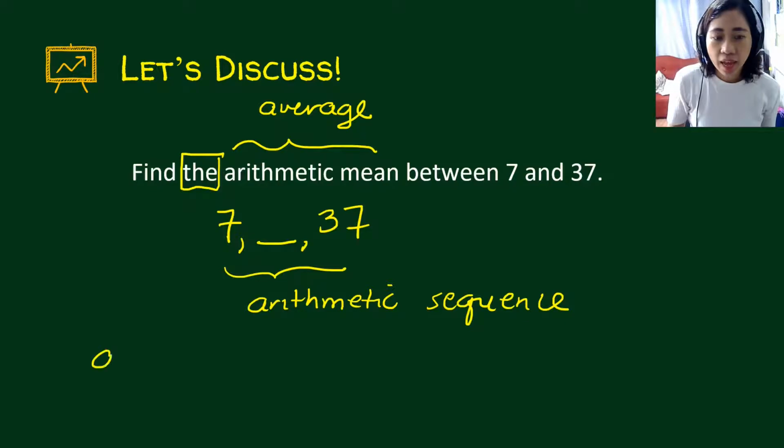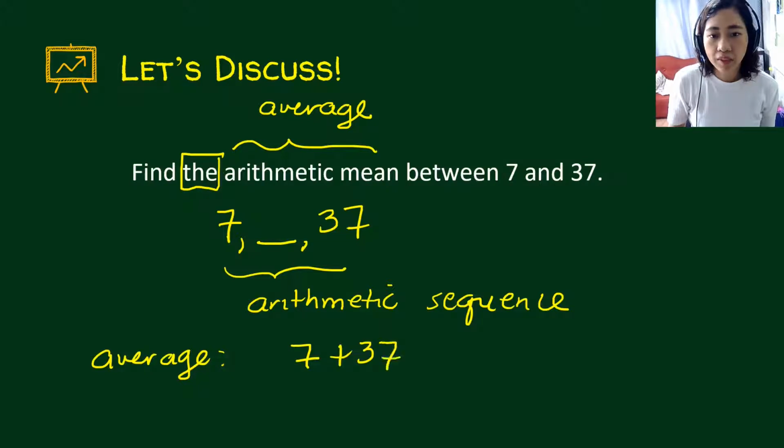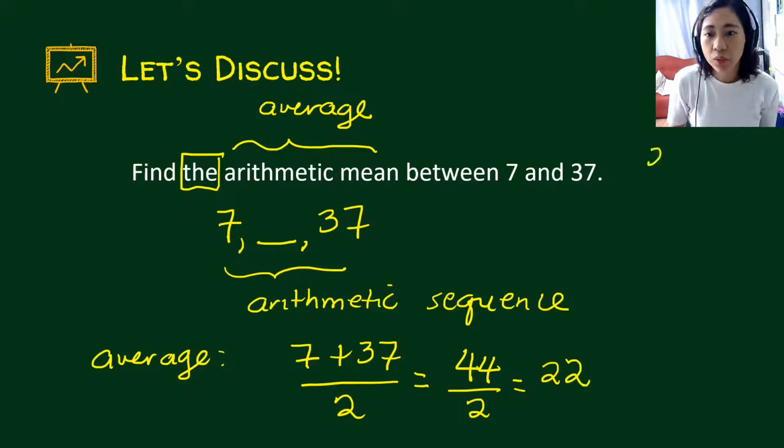Okay? How do you get the average of 7 and 37? So, to get the average, diba, that's 7 plus 37 divided by 2. Correct? So, we have 44 over 2, so the answer is 22. So that's it. That's the answer.